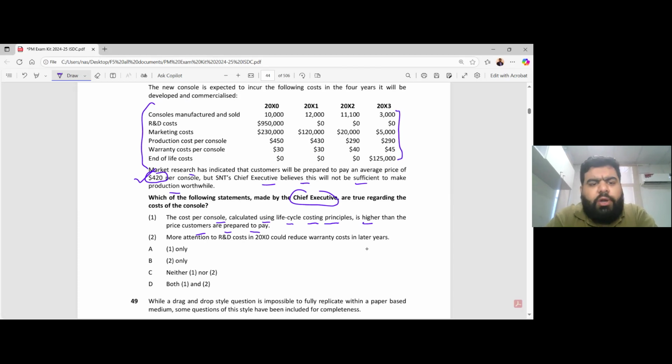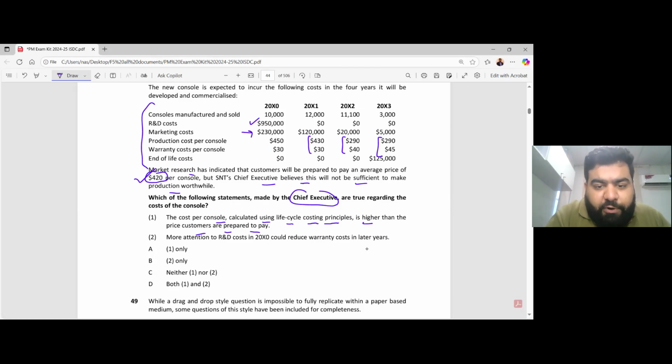So how will you calculate it? Very easy. Just add all of the costs and divide by units. R&D cost is 950, we'll add that, then the marketing cost is in total. These two costs, and these two, are per unit. We'll calculate them in total.